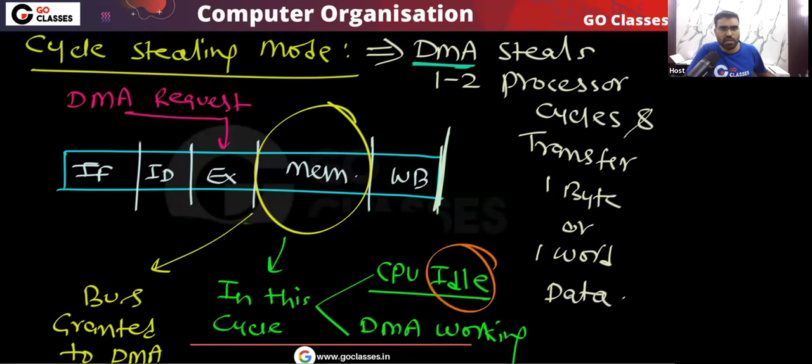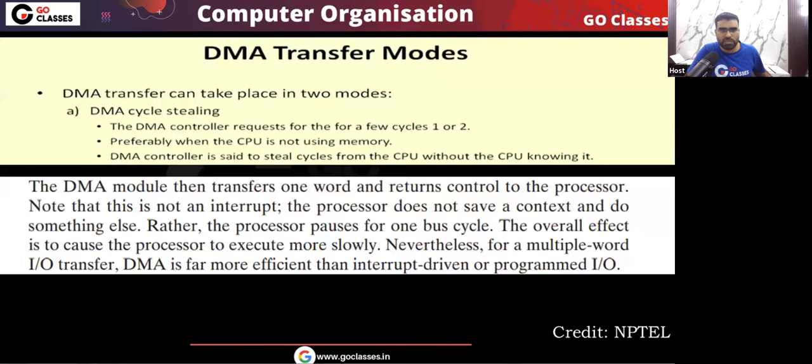Here CPU is idle because remember, CPU needs to access the main memory. But who has the control of the system bus? DMA has the control of the system bus. So CPU cannot access the main memory. So CPU will be idle and DMA is working. So CPU can be idle. This is what I'm saying. Overall, this is the point. I hope all these points are clear.